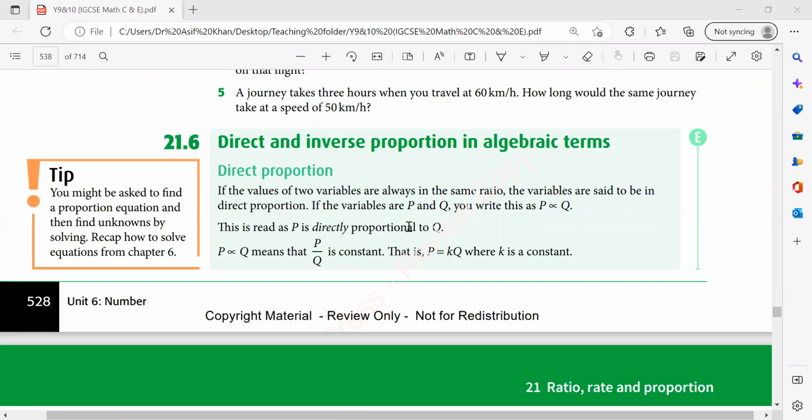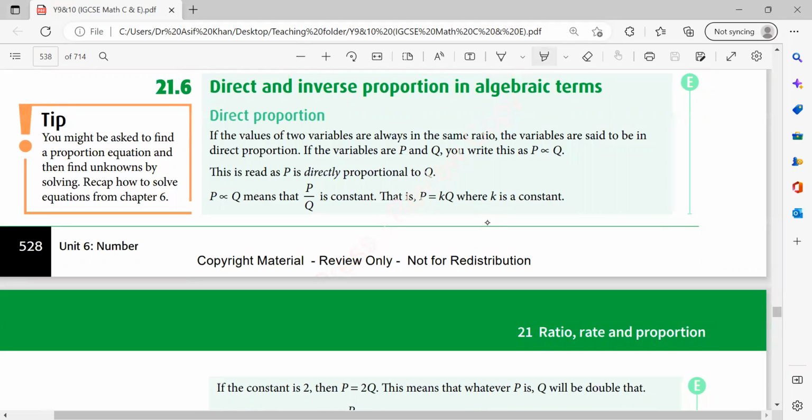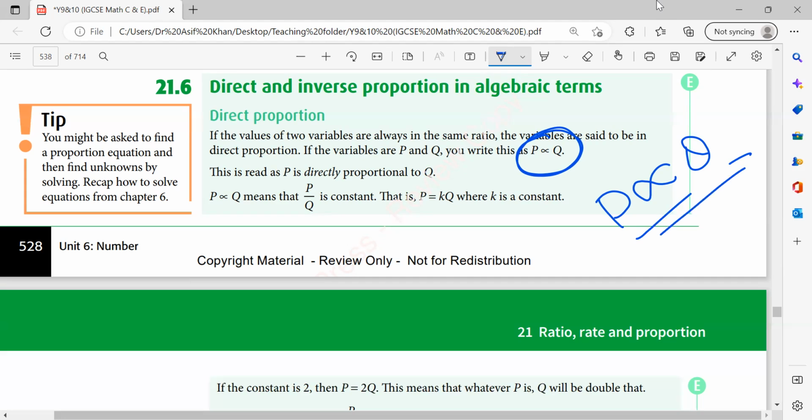Now direct and inverse proportion in algebraic terms. Whenever we are talking about proportion in algebra, we use this sign. We say that P is proportional to Q. This is the sign of proportion. This means P is directly proportional to Q. It means whenever the value of Q increases, the value of P will increase, or whenever the value of P increases, the value of Q will increase, because both are directly proportional.